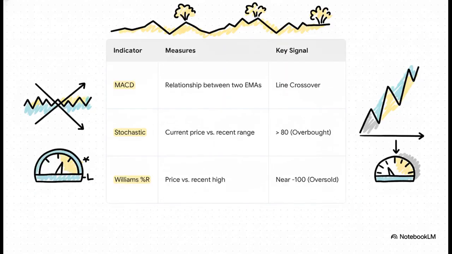Now, RSI is kind of the rock star here, but it's not the only game in town. You'll see other tools like the MACD, which looks at the relationship between 2 moving averages, or the stochastic and Williams %R, which compare the current price to where it's been recently. Look, don't worry about all the complex names. They're all trying to answer the same fundamental question. Is this trend running out of gas? They just use slightly different math to get there.